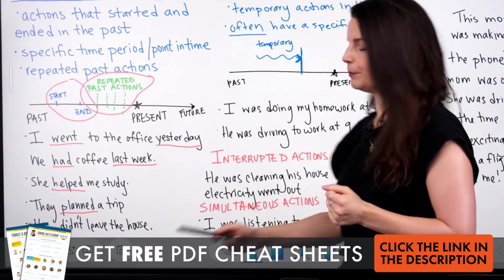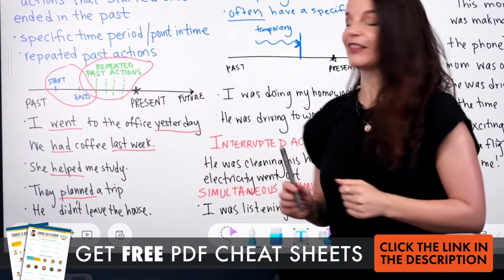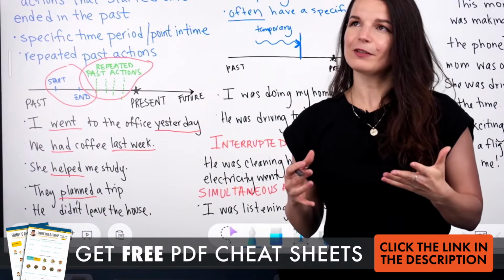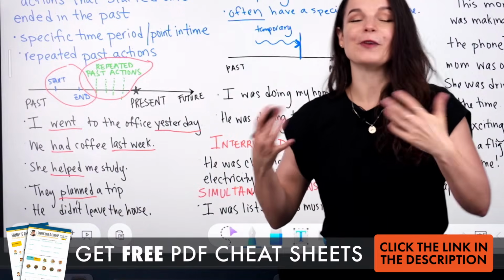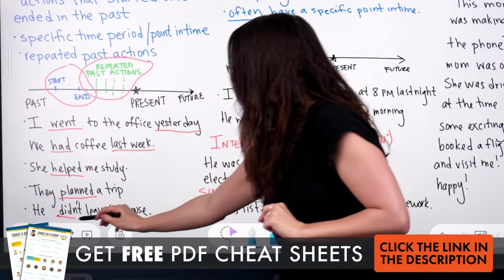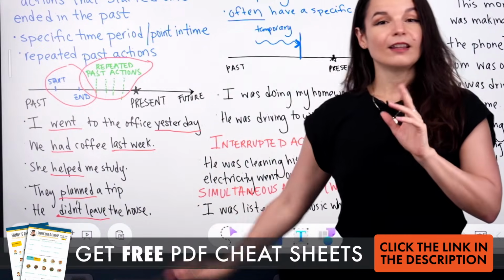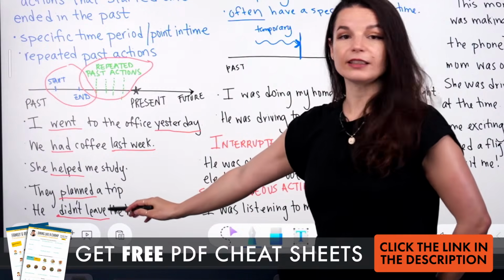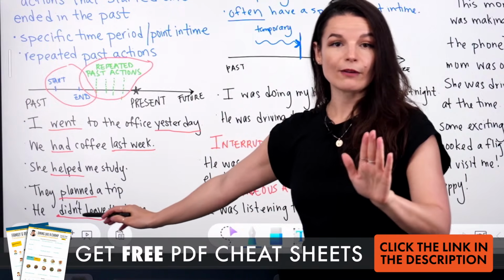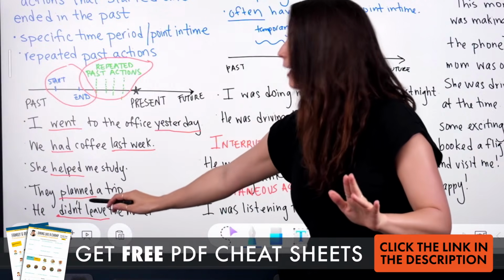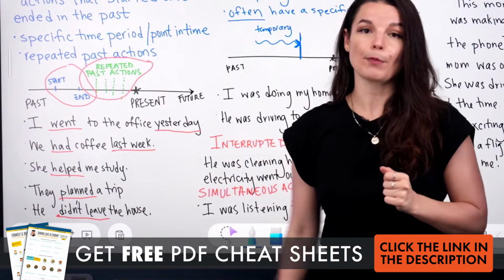Okay, last one. He didn't leave the house. We could say he didn't leave the house today or yesterday if we want to. This uses a negative. He didn't leave. In the negative form, we do not change the verb. In this case, leave. There's no change. However, we change do not to did not to make the past tense form.